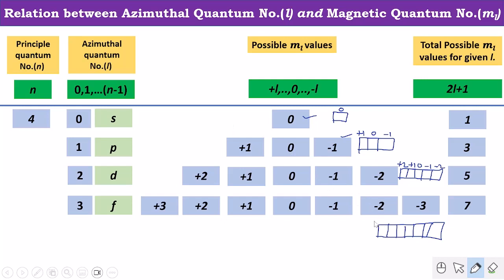So for this case, plus 3, plus 2, plus 1, 0, minus 1, minus 2 and minus 3. This is another way to represent the possible ML values. And we can say that S orbital has only one orbital, P orbital has 3 orbitals, D orbital has 5 orbitals and F orbital has 7 orbitals. So these concepts originate from these ML values.